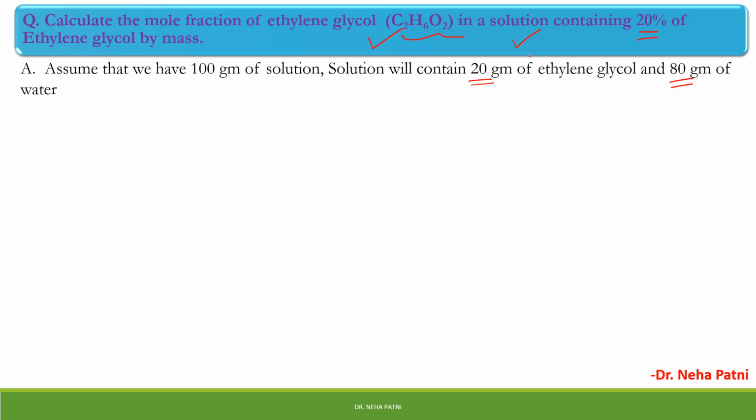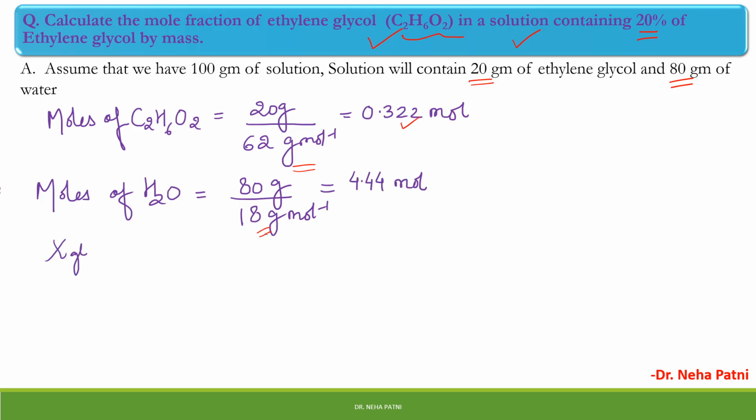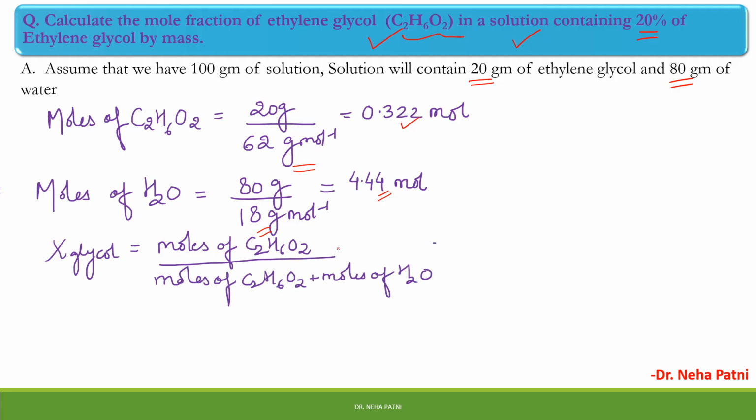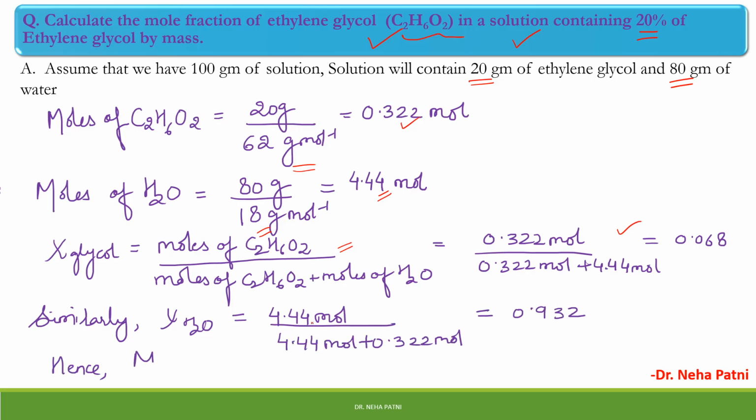Solvent plus solute gives you the solution. So let us go ahead with the moles of ethylene glycol: divide the mass by the molar mass and you will get the moles. Then divide the mass of H2O to get its moles. The mole fraction of glycol would be moles of ethylene glycol divided by the sum of both, so 0.322 plus 4.44 in the denominator. Similarly for water, it would be 4.44 over the same sum. And don't forget, as I've already said, the mole fractions of the solution always add up to 1.